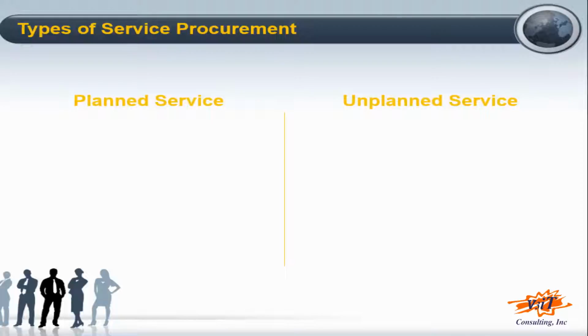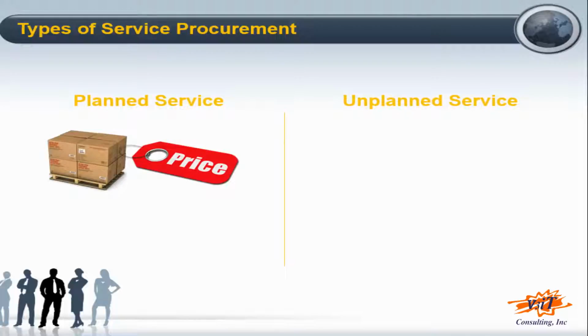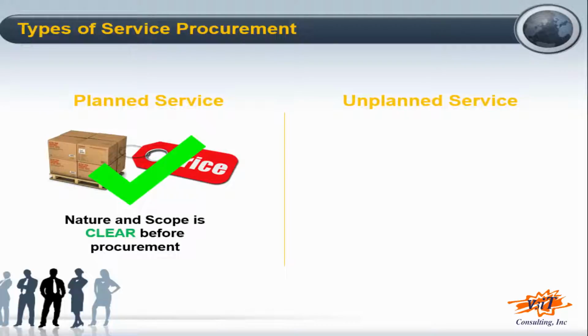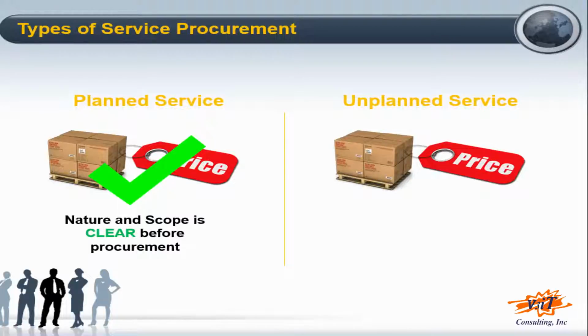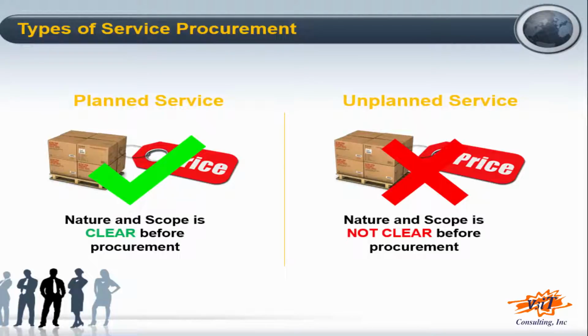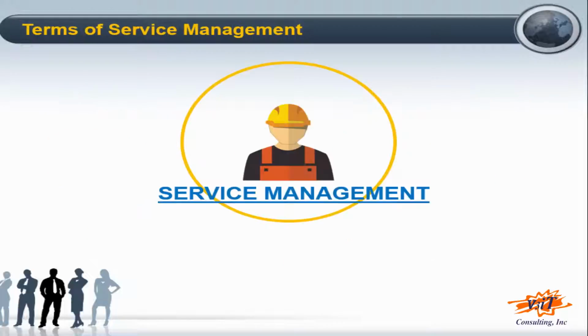In planned services, at the time of procurement, specifications like quantity and price are known in advance. It means the nature and scope of the service is clear before procurement. In unplanned services, at the time of procurement, specifications like quantity and price are not known in advance. It means the nature and scope of the service is not clear before procurement. These services can be extended as per the requirement.